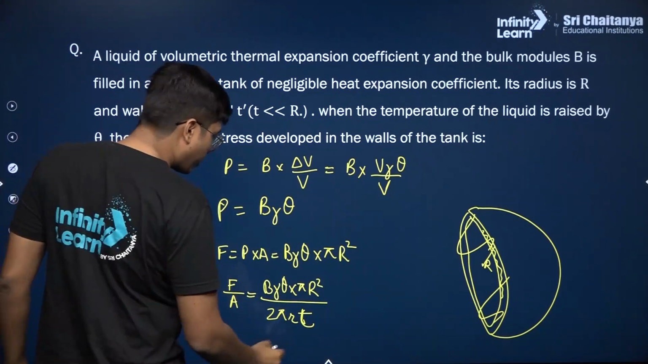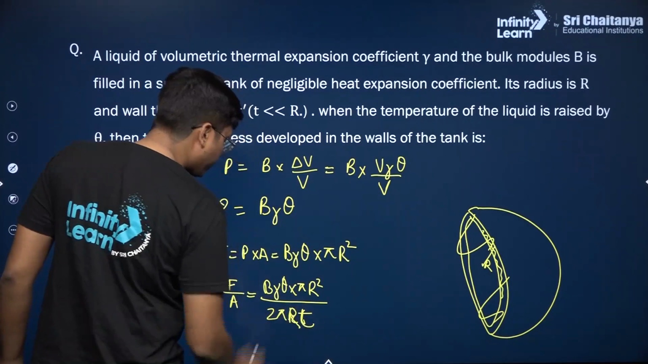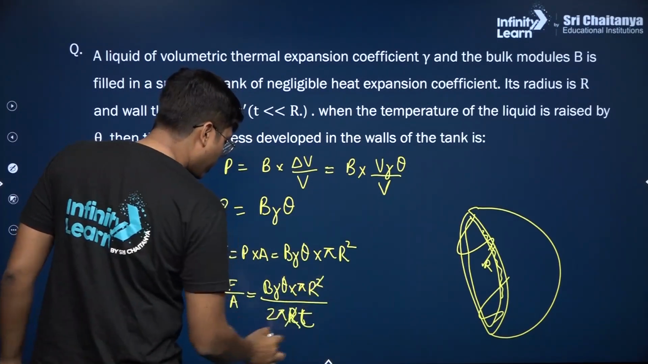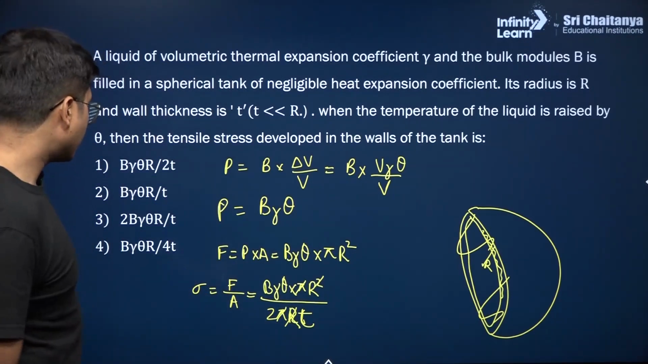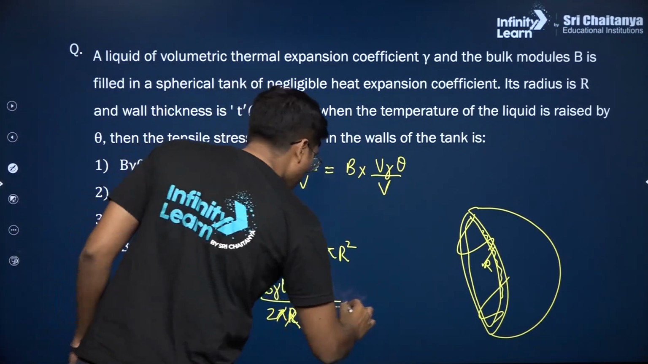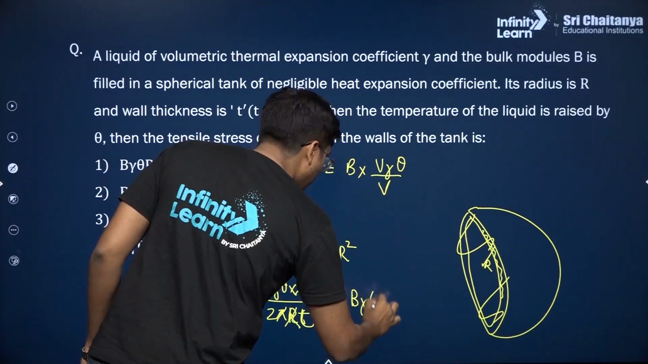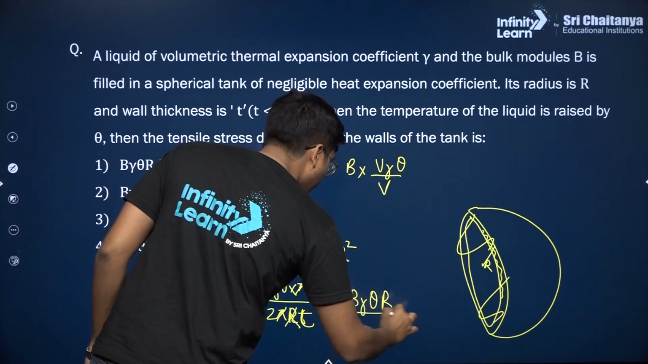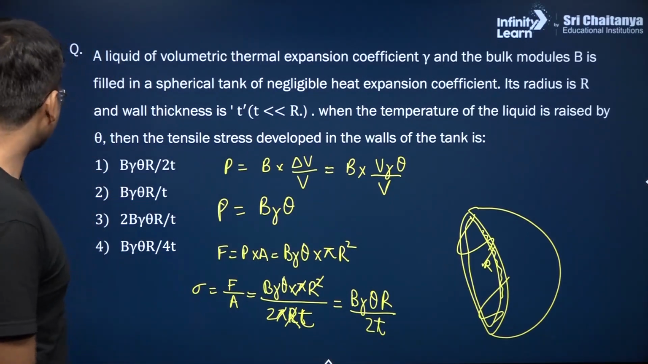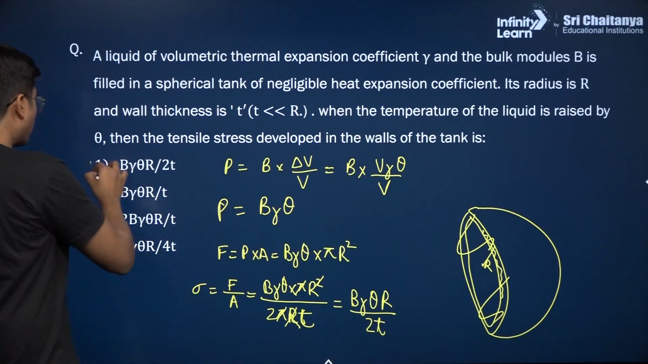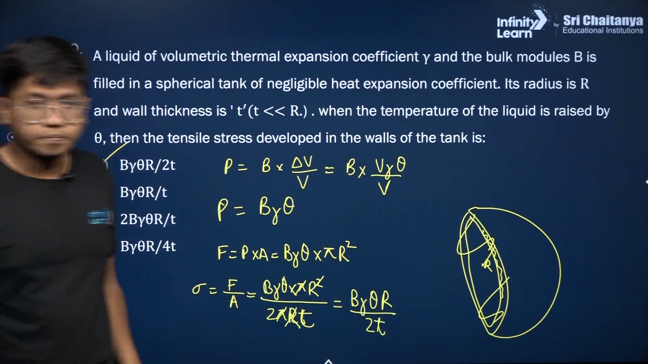We cancel out some of the terms. This would be capital R, by the way. So we cancel out one r from here, we cancel out the pi, and we have B gamma theta r divided by 2t. So do we have an option for that? B gamma theta r divided by 2t. So this is our correct option here.